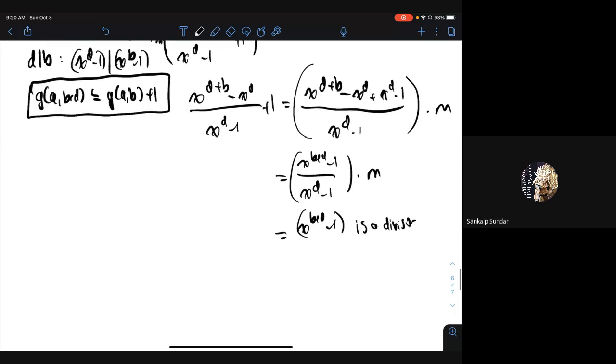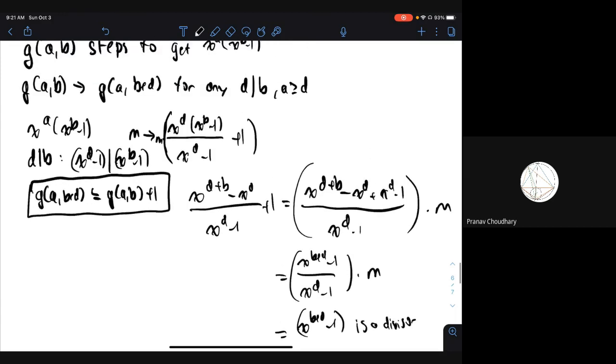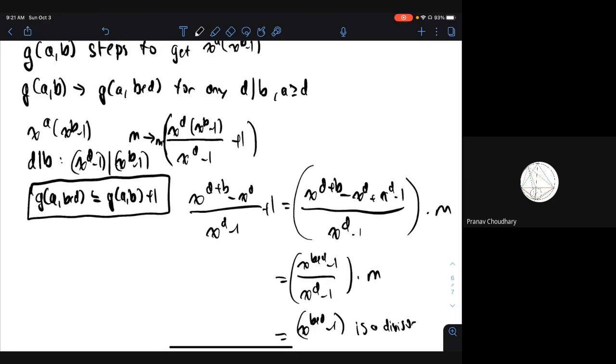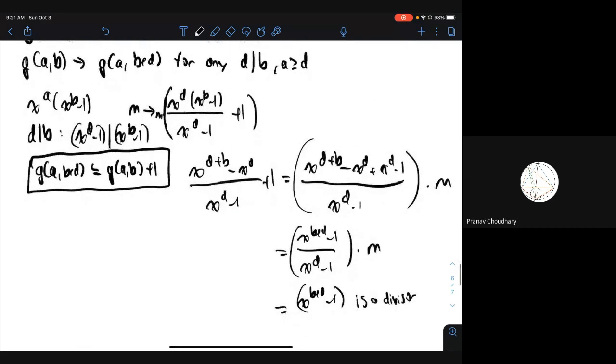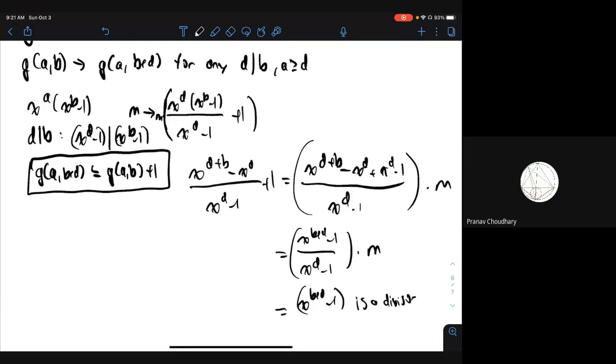Then now the other inequality that is useful for us. I have one doubt here. Yeah, sure. Here, how did you get x to the power d times x to the power b minus 1 upon x to the power d minus 1, plus 1? I got that x to the power d minus 1 divides that. Which one? I got this x to the power d minus 1 dividing x to the power b minus 1. From that, how did you get this? So x to the d times x to the b minus 1 over x to the d minus 1, plus 1. You're asking how I got this expression?